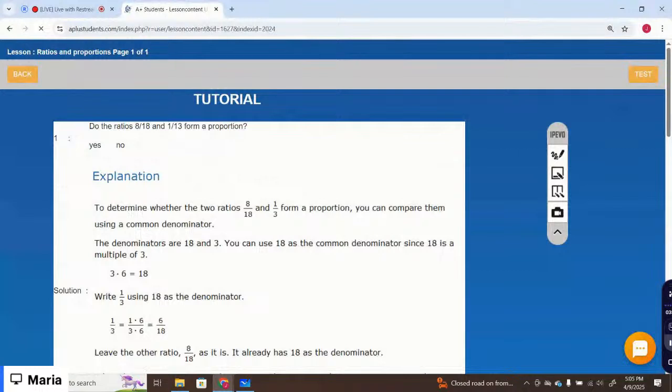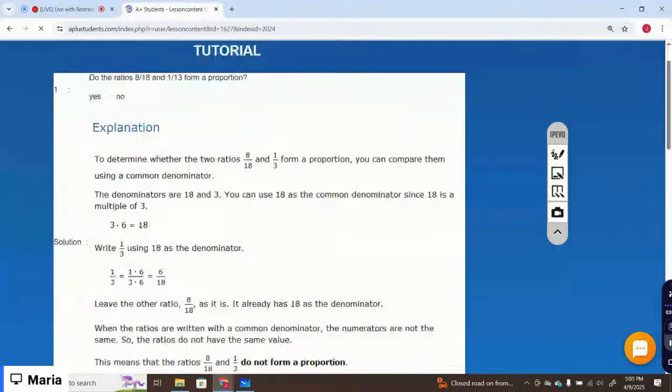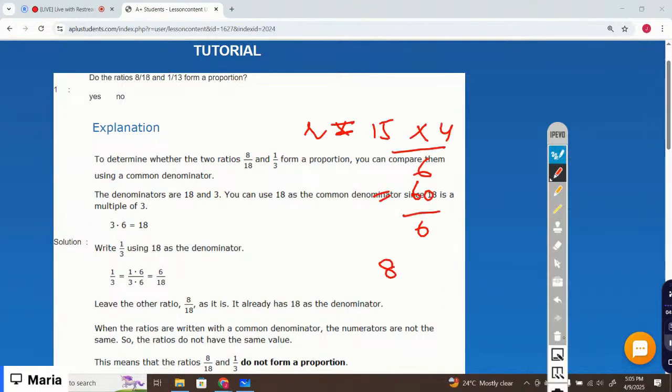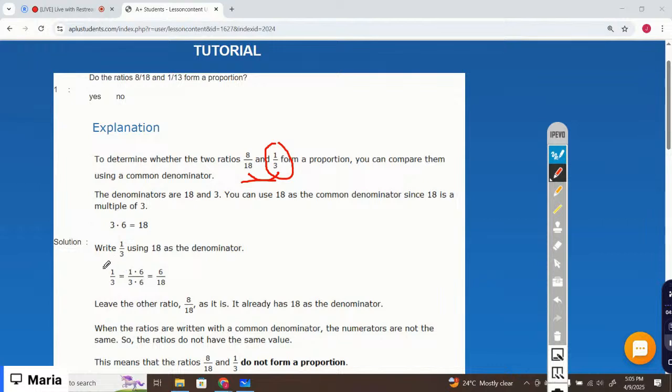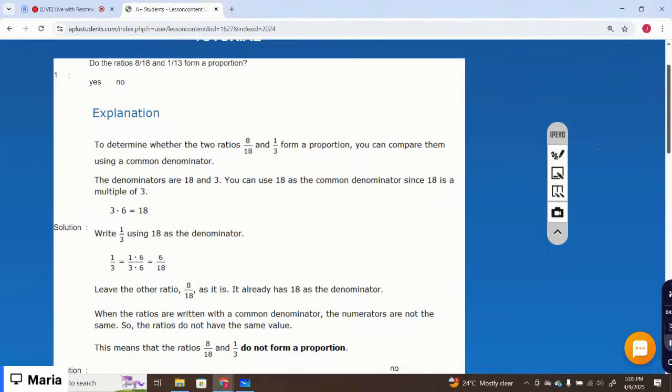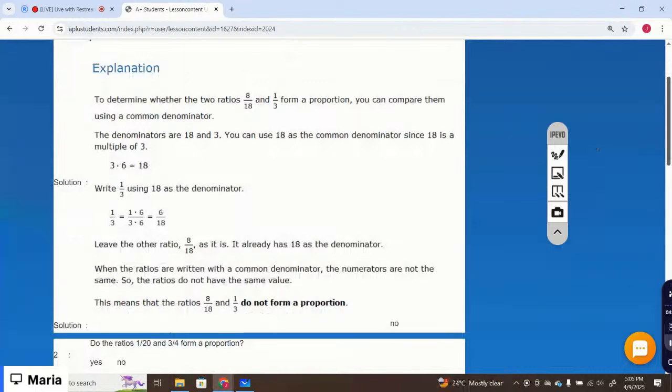Two ratios, 8 over 18 and 1 over 3, form a proportion. So you have to see if the proportion holds. You are given 8 over 18 and 1 over 3. You have to make the denominator same. 3 times 6 is 18, so you have to multiply this fraction by 6. That is 6 times 1 is 6 and 3 times 6 is 18, so 6 over 18. So 8 over 18 has the denominator 18, but the numerator is different. That means no, they do not form the proportion.